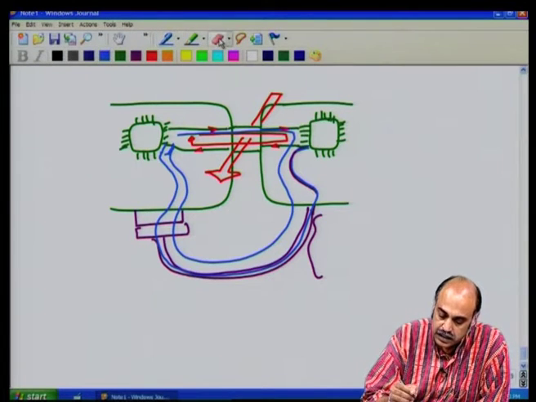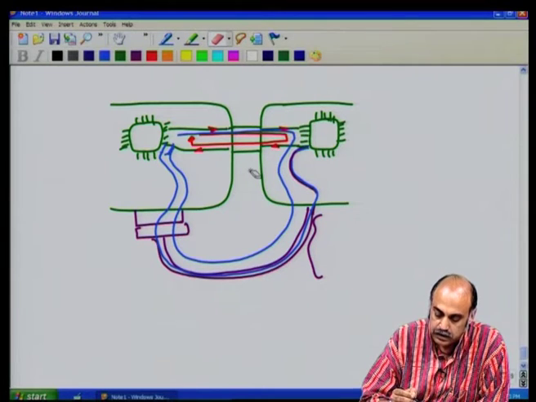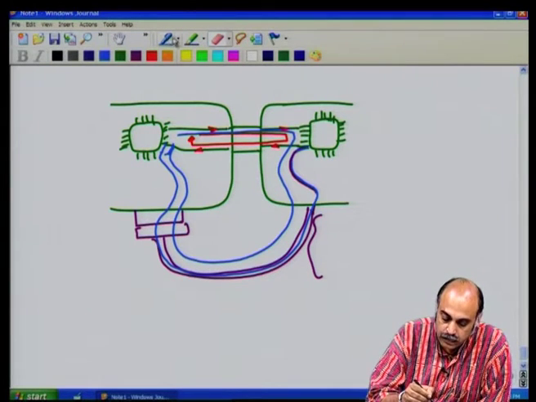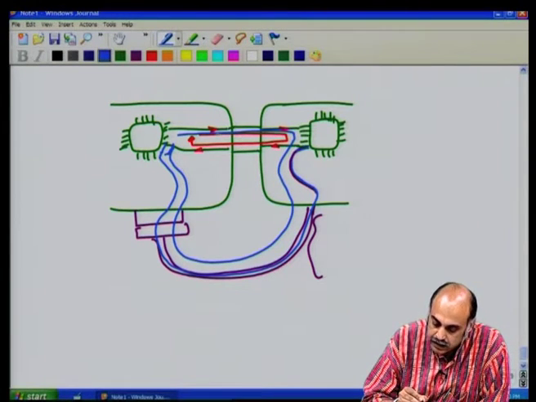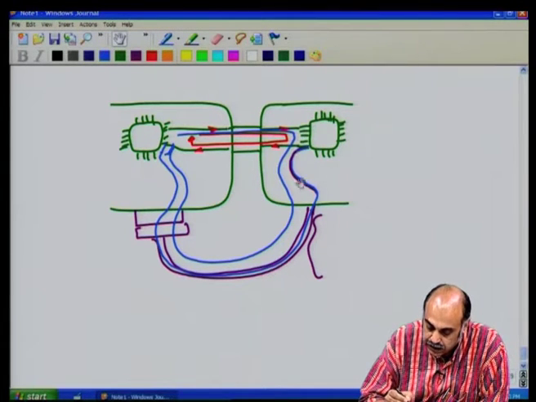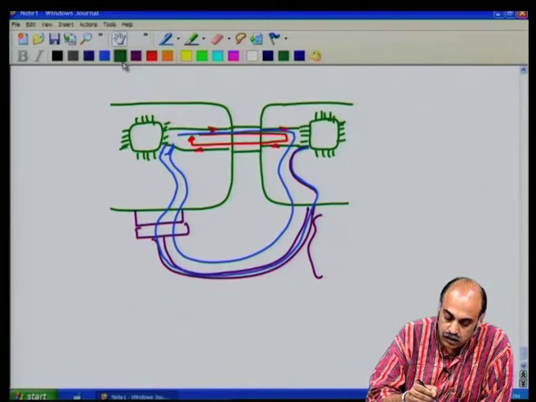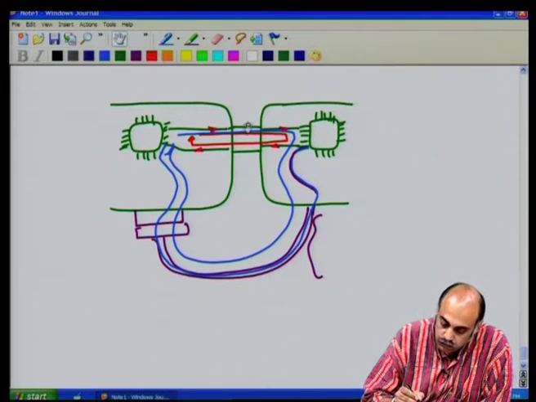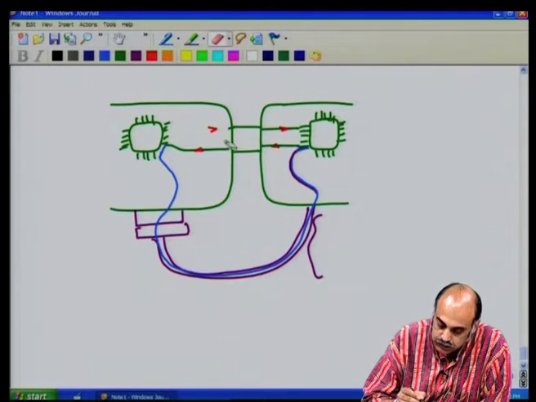So, for such cases it may be desirable that we reduce the impedance in this path, and increase the impedance in this path. So, what we can do of course is have, let me clear up some portions.